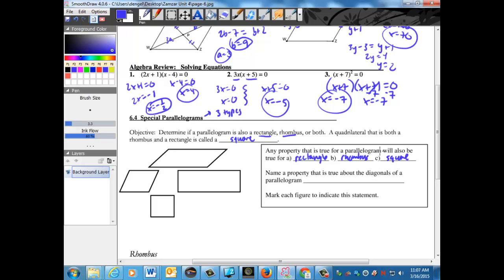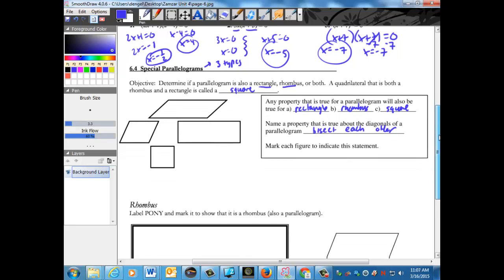Name a property that is true about the diagonals of a parallelogram. They bisect each other. That'll be true in all of these shapes as well. Mark each figure to indicate this statement. We're actually going to do that later. So for now, let's go down to the proof.